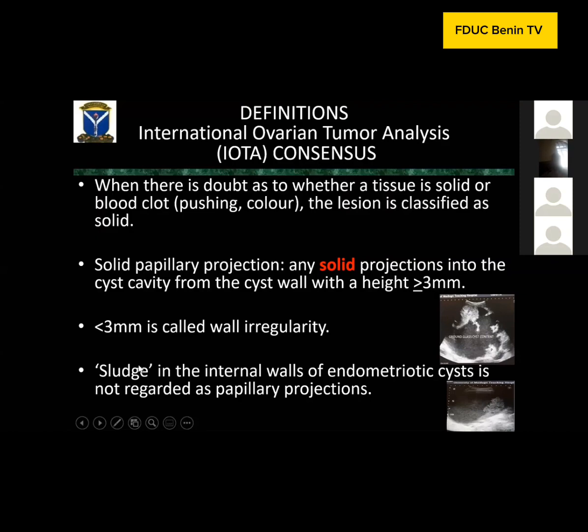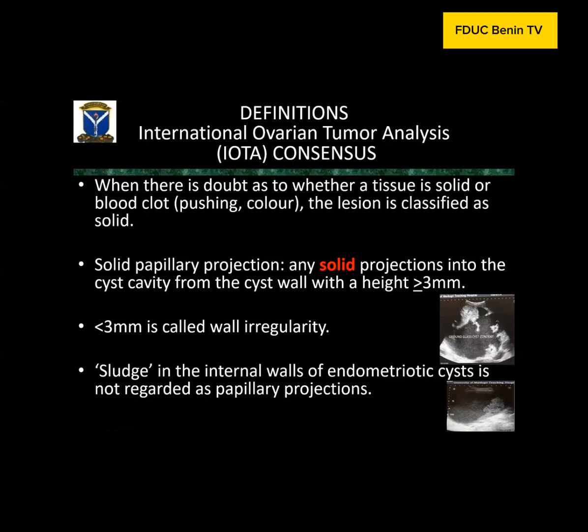IOTA emphasizes the use of transvaginal ultrasound scan. But I can tell you, in our practice in developing societies, if you rely solely on transvaginal ultrasound scan, you run out of business. Why? Because the majority of our patients present late, and the masses are far away from the view of the transvaginal probe. And that is why what I do is, first of all, to do a transabdominal ultrasound scan, have a panoramic view of the pelvic structures before doing a transvaginal ultrasound scan.